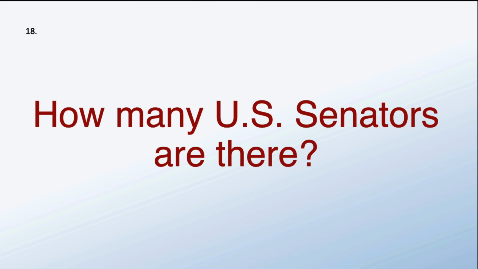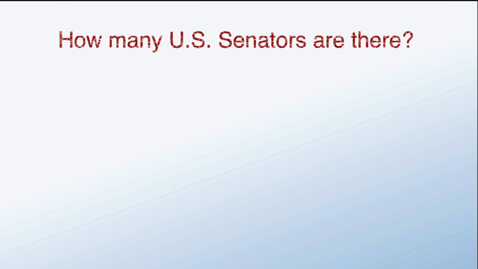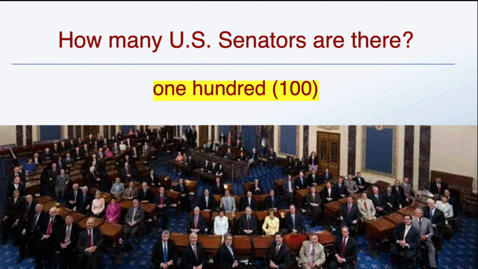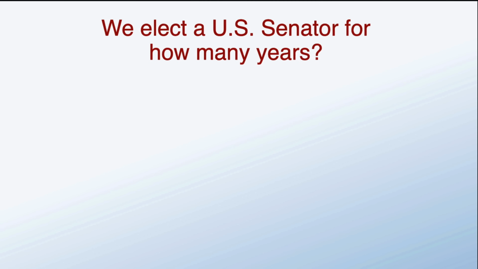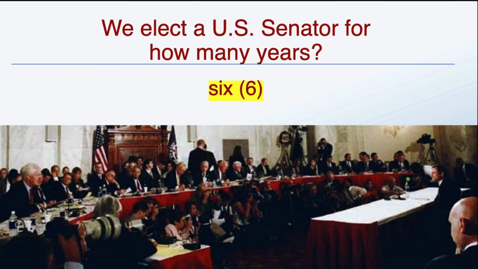How many U.S. senators are there? 100. 100 senators. We elect a U.S. senator for how many years? 6. 6 years for a senator. Very good. 6.